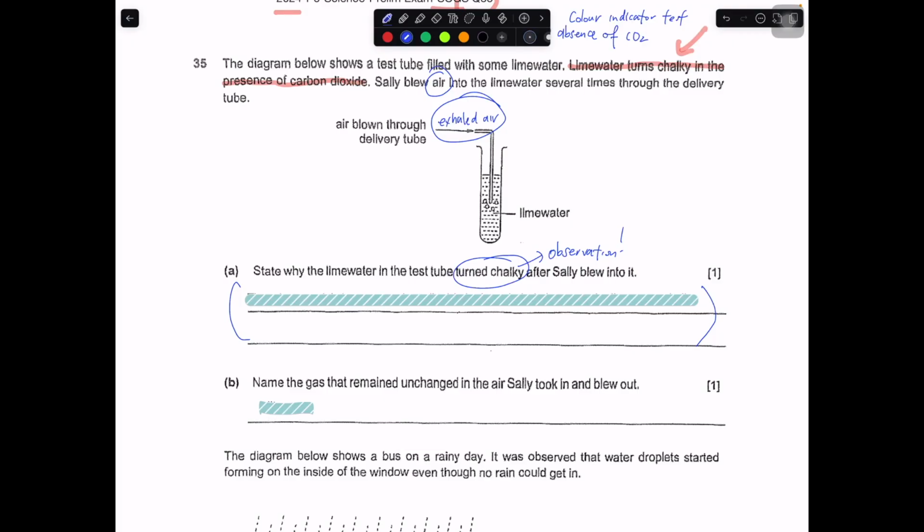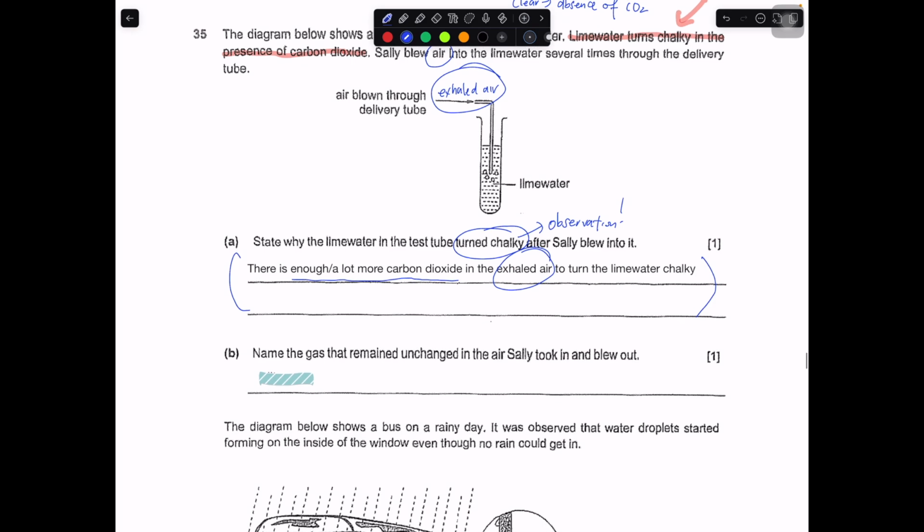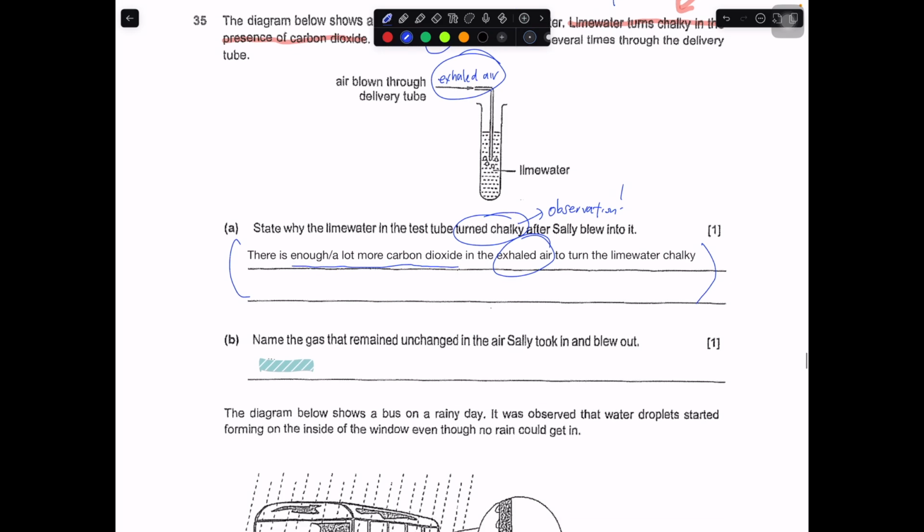As mentioned in the video, the one that I blew the exhale air into caused the lime water to turn chalky, because there is really enough, or a lot more, carbon dioxide in the exhale air to turn the lime water chalky. That is basically the reason why the lime water turned chalky. The other setup that remained clear just doesn't have enough, or has an absence of, carbon dioxide, which is found in the inhale air. The exhale air will contain a lot more carbon dioxide.